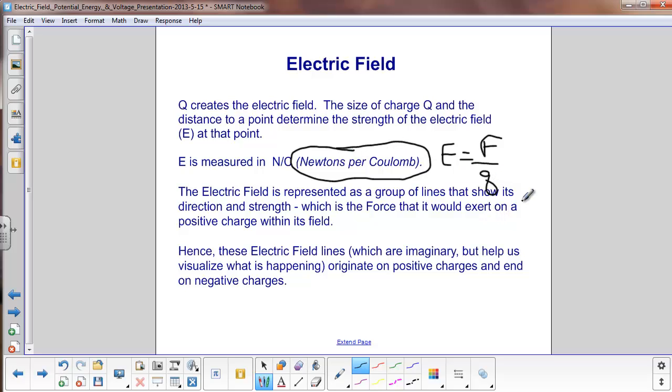Now the electric field, you can't see it. But we will represent it as a group of lines that show its direction and strength. And the reason we do it is so we can understand it. We don't always have to see something for us to make sense of it. And those force lines will show the directions of the force that it would exert on a positive charge. So these imaginary electric field lines always originate on positive charges and terminate on negative charges.